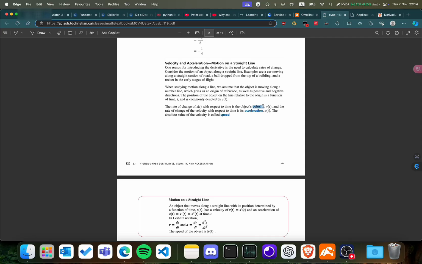So here it says, suppose you have s(t), which is the distance you have traveled. The rate of change of this s will be v(t), that is the velocity. The rate of change of the rate of change of s(t), or the rate of change of velocity, will be acceleration. Here he is pretty strict that the absolute value of this velocity is called speed. But I do not fully agree.